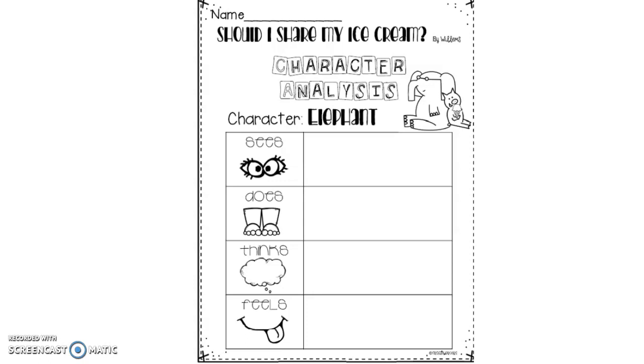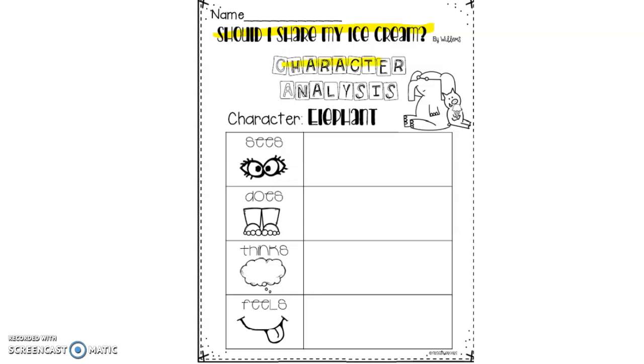First graders, you should have just read the story, Should I Share My Ice Cream by Mo Willems. If you did not, there is a read aloud video above. Go ahead and go back there and read the story first. We are going to do some worksheets that have to do with the story that we just read.